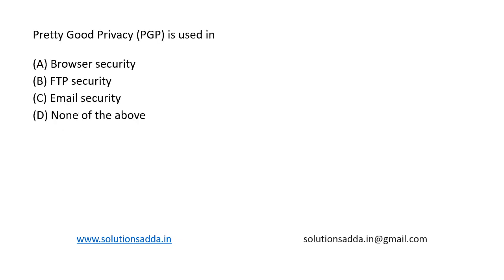This is a question from network security. Pretty Good Privacy, PGP, is used in browser security, FTP security, email security, and none of the above. Pretty Good Privacy is an encryption program that provides cryptographic privacy and authentication for data communication sent over email. It generates a public key to encrypt a message at the sender's end and a private key to decrypt a message at the receiver's end, allowing us to send files and messages securely over the internet.